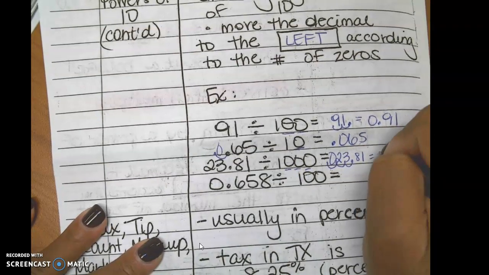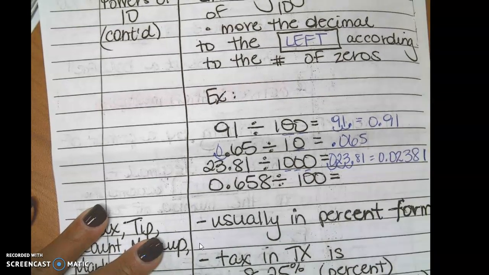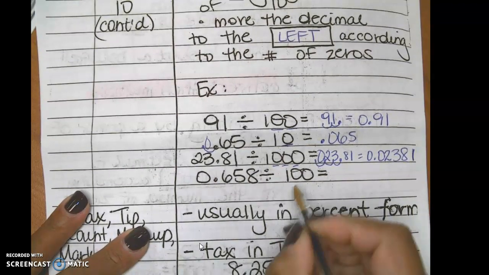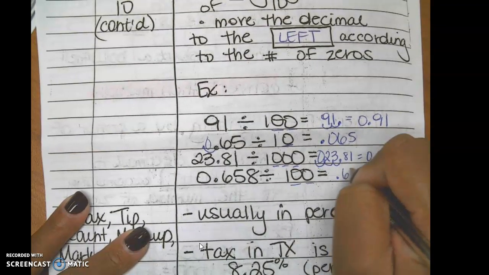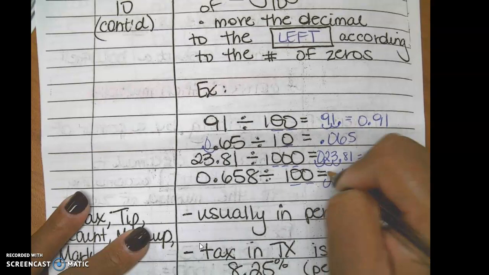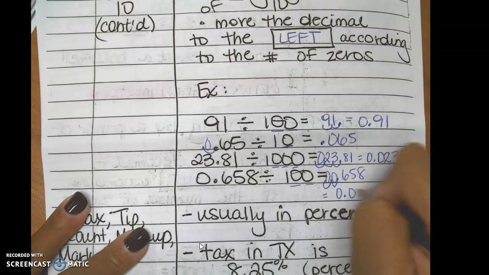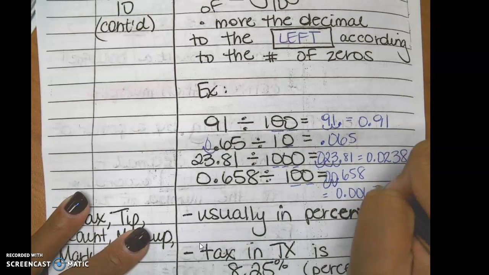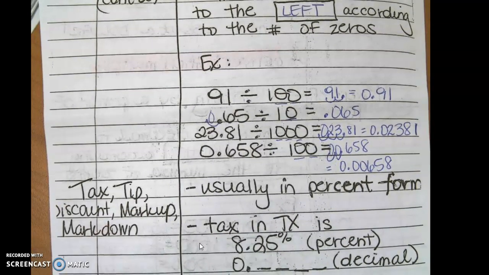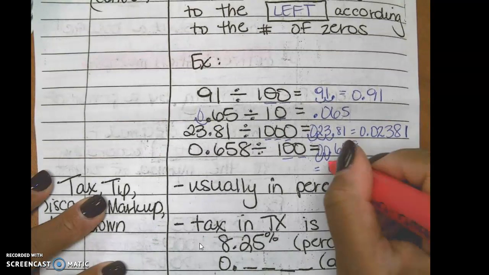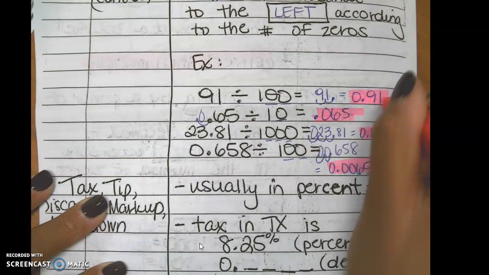So I'm going to end up with 0.02381. Okay? And then here I'm moving to the left twice. So 0.65812. I need 2 zeros squeezed in there. Let's bring this down here. 0.00658. Okay? And they're my answers. I'm going to highlight them so they can stand out. 1, 2, 3, and 4.